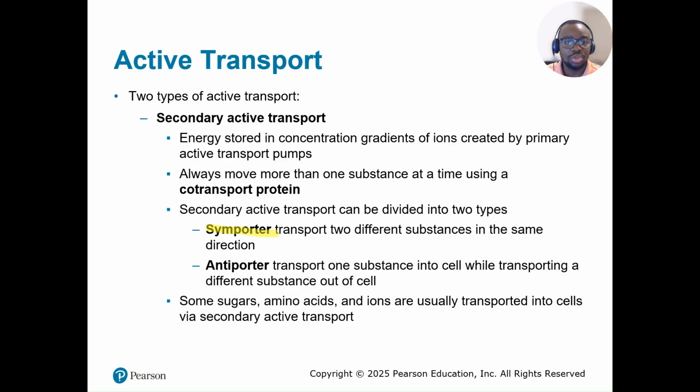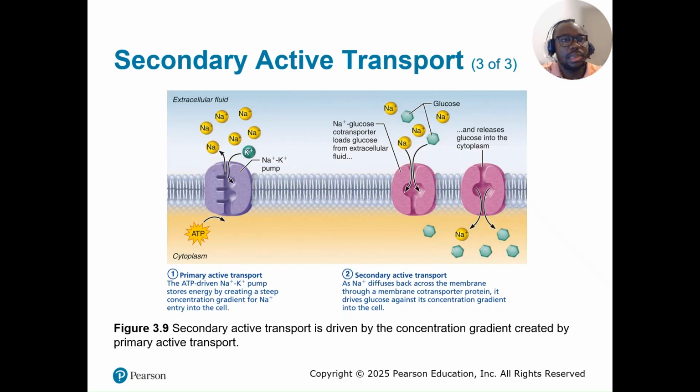Symporters transport 2 different substances in the same direction. Antiporters transport one substance into the cell while transporting a different substance out of the cell. Some sugars, amino acids, and ions are usually transported into the cell via secondary active transport. This figure illustrates secondary active transport using the ATP-driven sodium-potassium pump as an example.